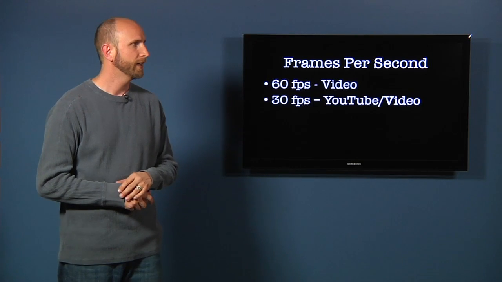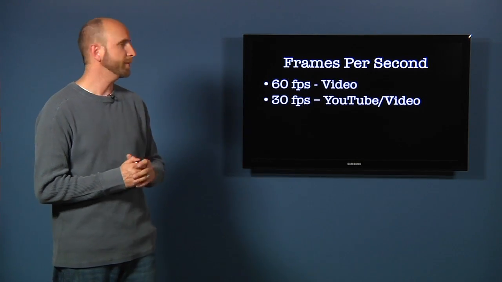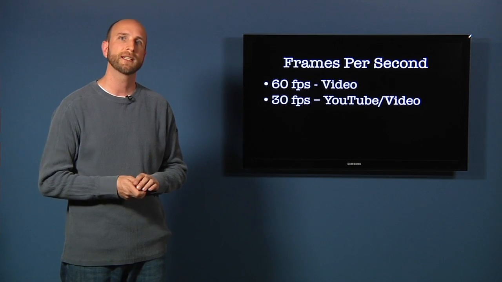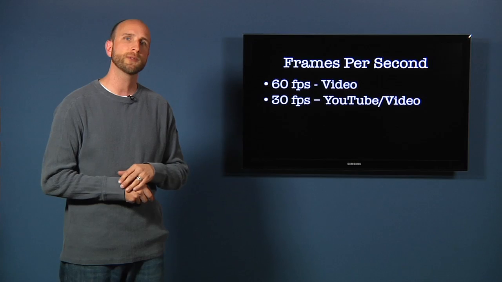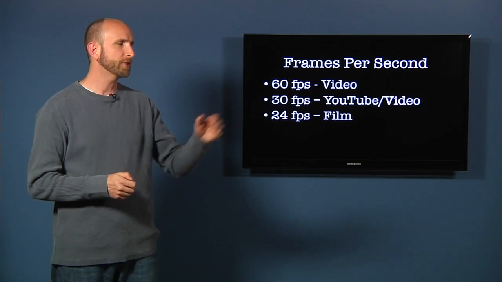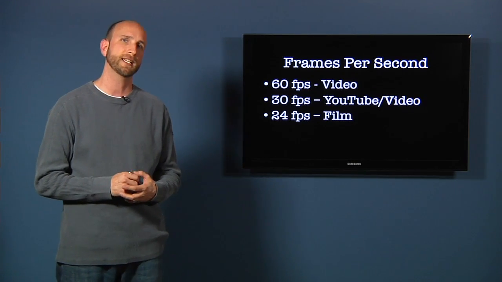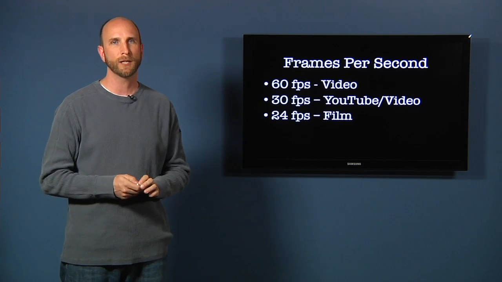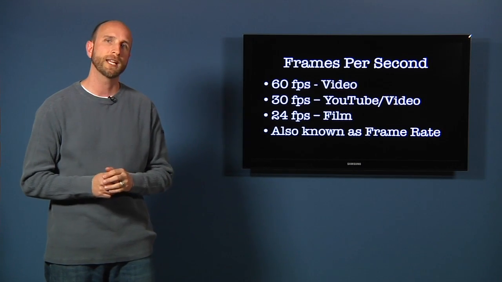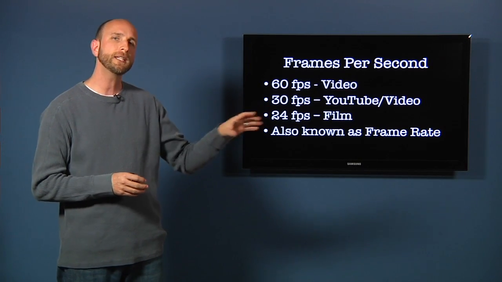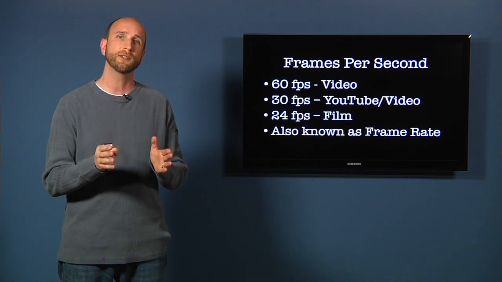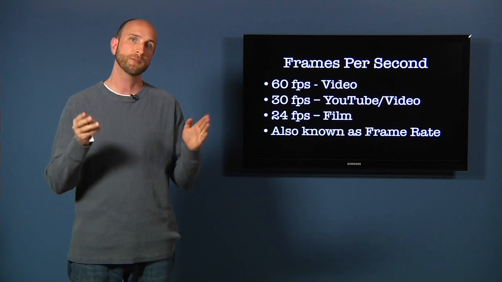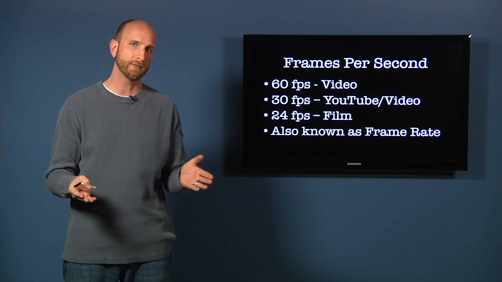Another really common format is 30 frames per second. And 30 frames per second is what YouTube uses, and a lot of traditional videos use 30 frames per second as well. Back in the olden days, when we were watching films in movie theaters, they were shot at 24 frames per second, and that's traditionally, if you want that real film look, you'll shoot everything at 24 frames per second. And all of these are also known as frame rates. And so that's really important to understand, because when you're making your stop action or time-lapse video, you need to know how many frames that you have per second so you know how to time everything.